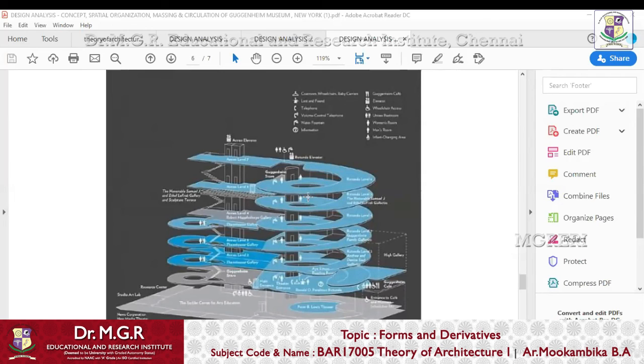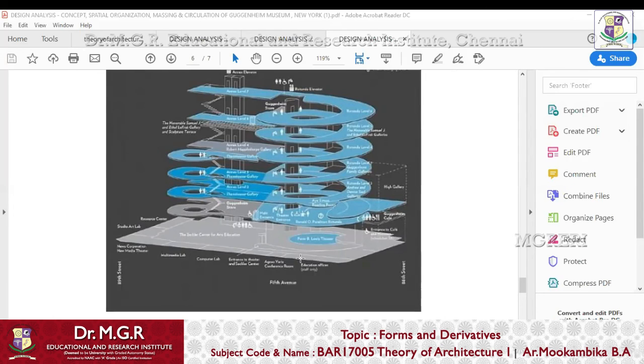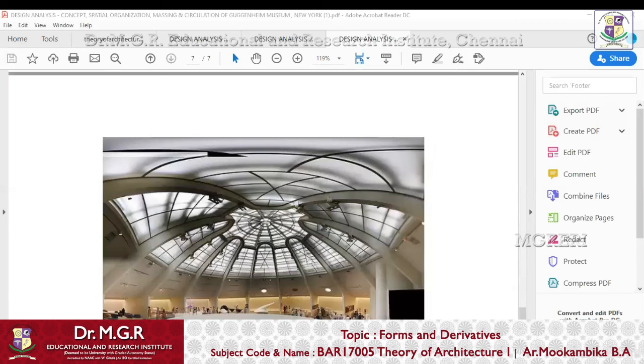This is the ramp that is connecting all the floors. See, in the higher classes, when you are going to design and produce your own drawings, you should produce separate drawings such as these sketches to show your horizontal and vertical circulation. Other pictures.